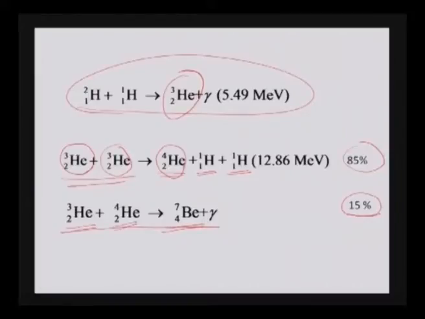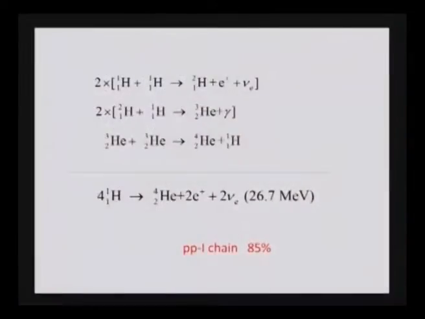So, if I start with 2 protons fusing, making deuteron, deuteron combining with a proton, making 3He, 3He combining with another 3He, making an alpha particle and 2 protons, that makes one full cycle, one full chain, which is known as the PP1 chain. So, here it is.